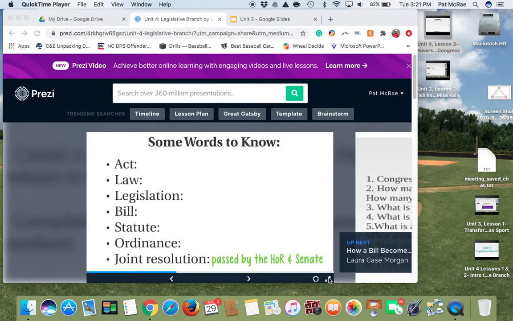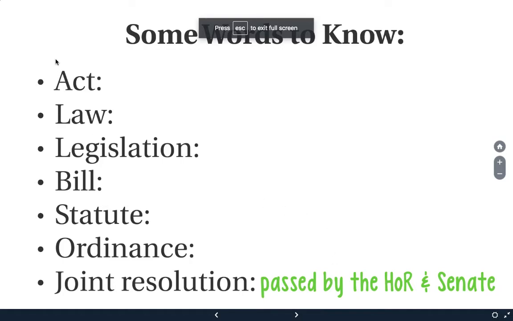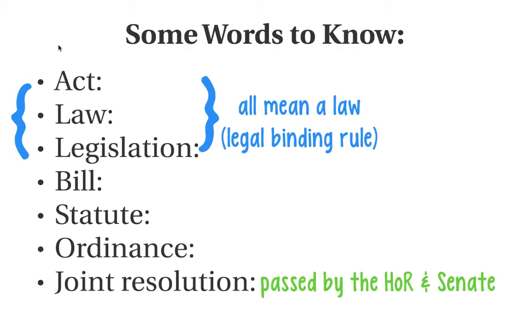Hey everybody, welcome back. Today we're going to be talking about how a bill becomes a law. But first we got to go through a couple of these words to know. So first of all, you got act, law, and legislation. They are all words that just mean law, which is a legally binding rule.